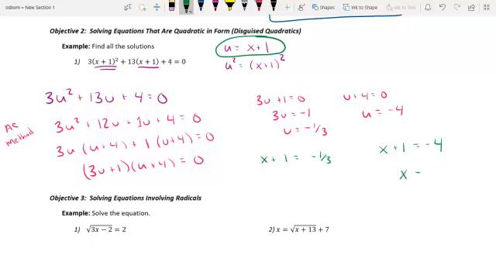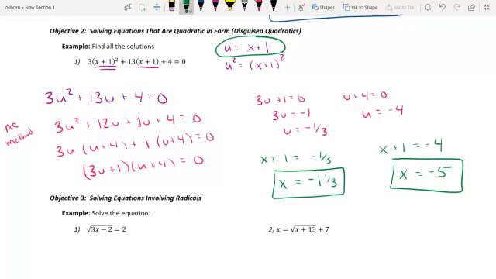So I'm going to subtract the 1 from the x plus 1 equals negative 4. That gives me x equals negative 5. And then I'm going to do the same thing here, subtract the 1, and that gives me x is equal to negative 1 and 1/3, in other words, negative 4/3, both of which would be acceptable. So I've got two solutions, both of which I can plug into my original equation to verify that they hold true.